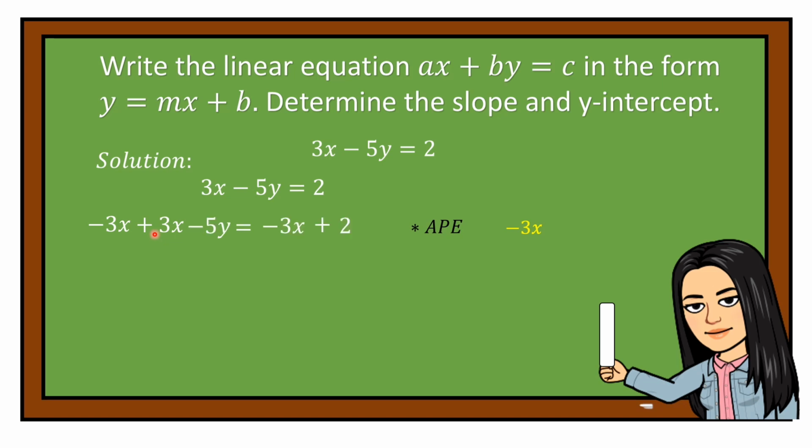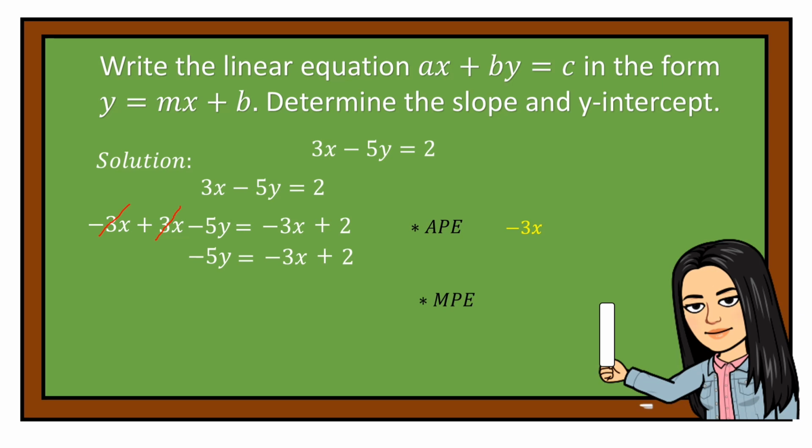So add negative 3x on both sides of the equation. We now have negative 3x plus 3x minus 5y equals negative 3x plus 2. And then, simplify natin. Negative 3x will be cancelled out by positive 3x. So the remaining term is negative 5y equals negative 3x plus 2. Next, since meron pa tayong coefficient in our variable y, we are going to use the multiplication property of equality.